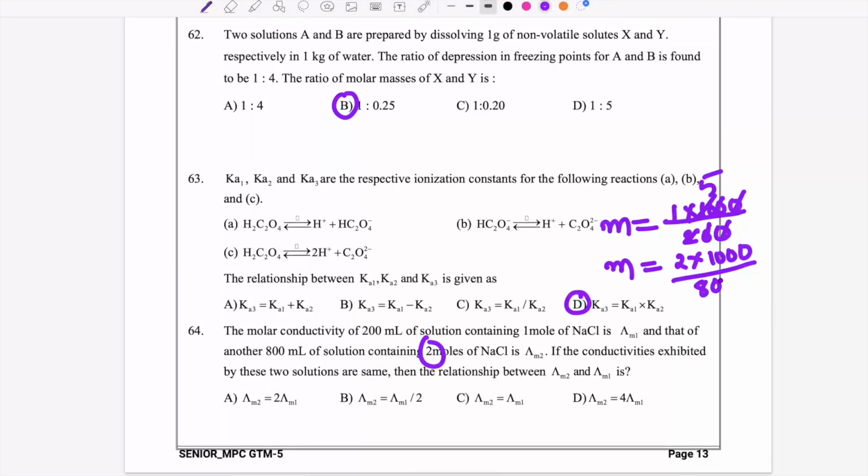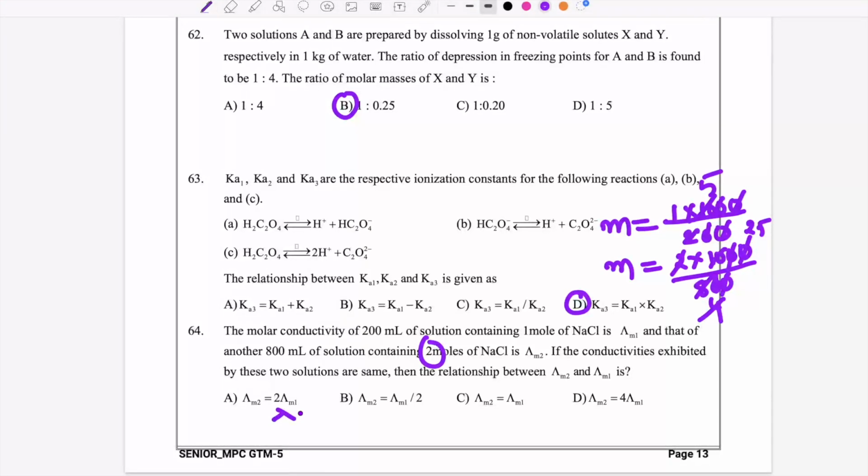So we assume that water density is 1. So the zeros get cancelled. So this goes 4 times. This goes how many times? 2.5 times. So molalities are given to us. Just we plug in the values here.